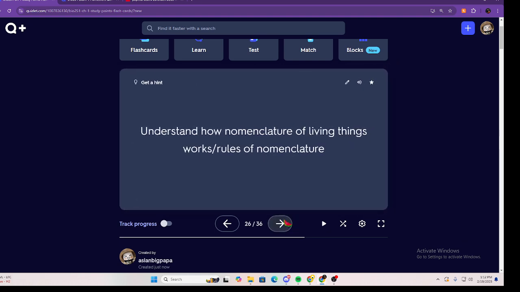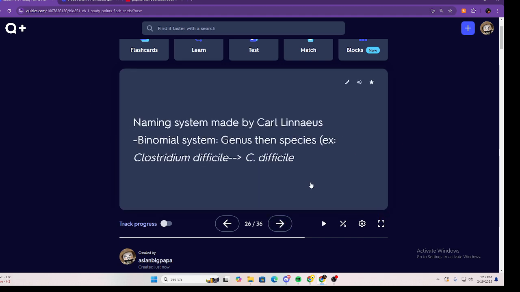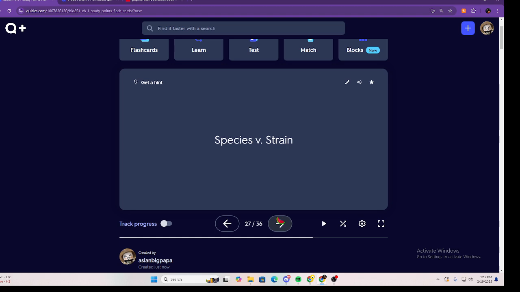Understand how nomenclature of living things works. Rules of nomenclature. So basically it's genus and species. Right? It's made by Carl Linnaeus. And basically it's genus then species. So for example, Clostridium difficile, C. diff. So genus is the more broad term, and then species is the more specific term.